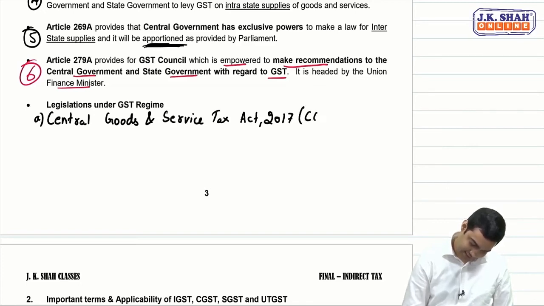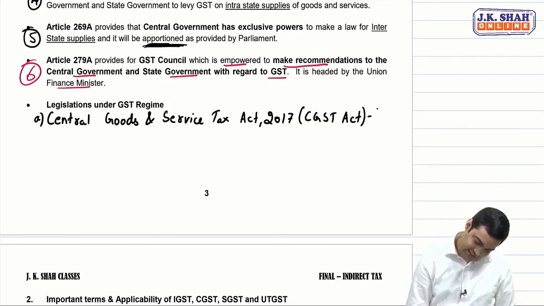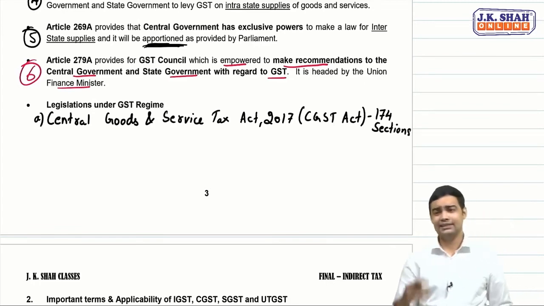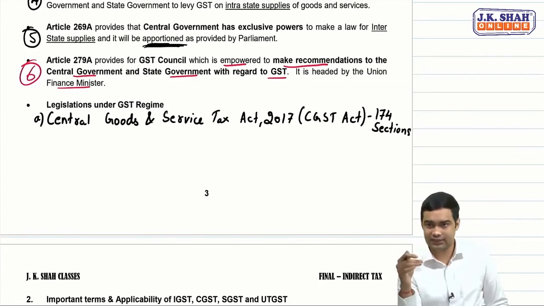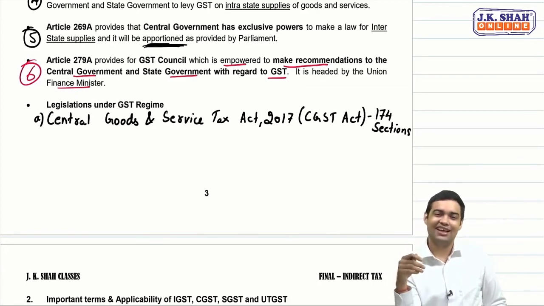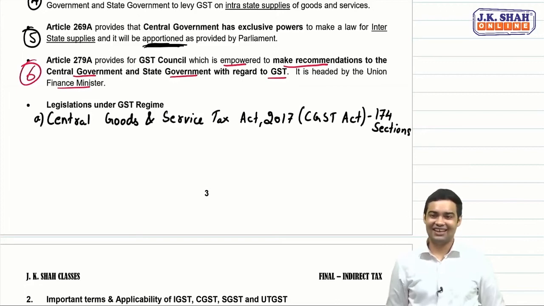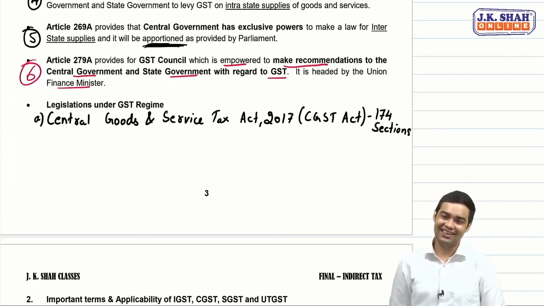Within bracket, CGST Act. It totally contains 174 sections. This is increased because at present, if you see the numbering, it's from 1 to 174, but with any law, there are always amendments, there are always additions. So when we say there are always amendments and additions, it keeps on increasing.